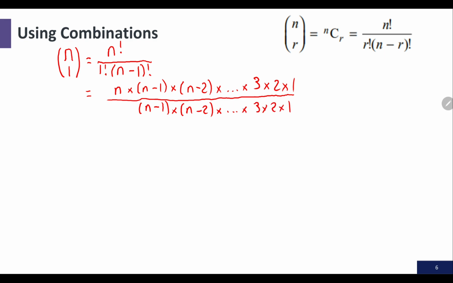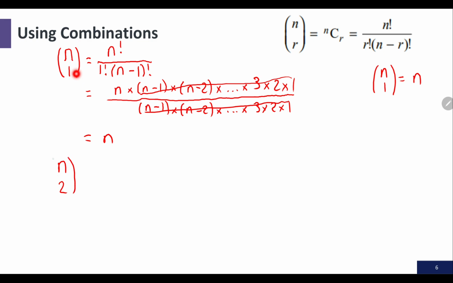And if you remember from the previous videos, we can just cancel those off. And we are left with n. So that result is probably worth remembering. That n choose 1 is equal to n. And there it is proved to you. Now the other one which is worth looking at is what n choose 2 is.